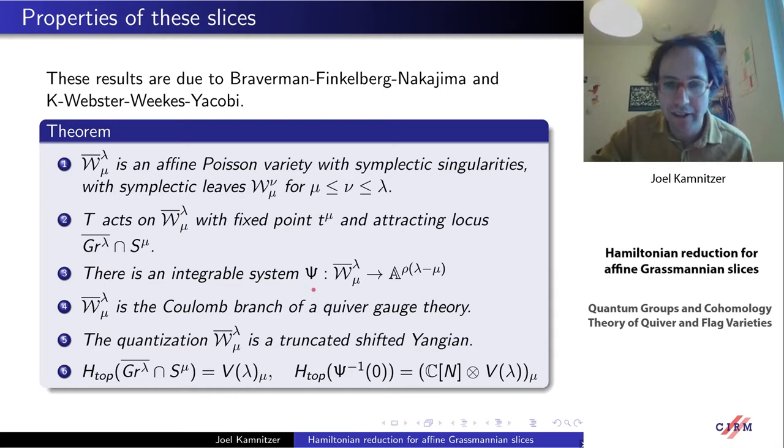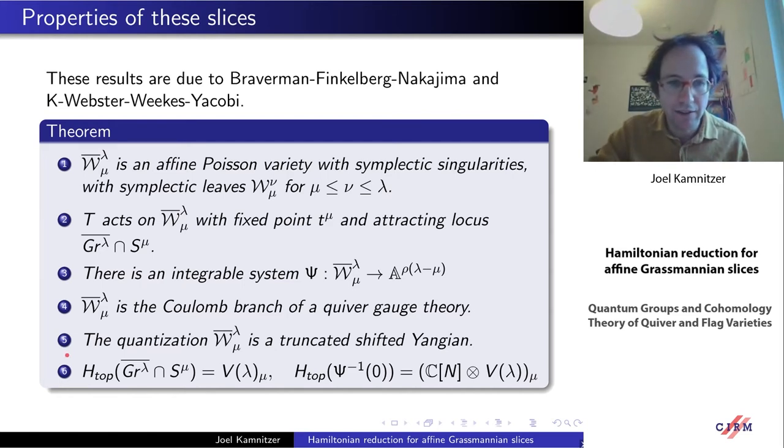Another feature of these affine Grassmannian slices is that they carry an integrable system. That means a collection of Poisson commuting functions, which gives a map to an affine space of half the dimension. And another feature which has arisen in recent years for these affine Grassmannian slices is that they're what are called Coulomb branches of a quiver gauge theory. I'll get back to this much later in the talk, but it's definitely an important feature of them.